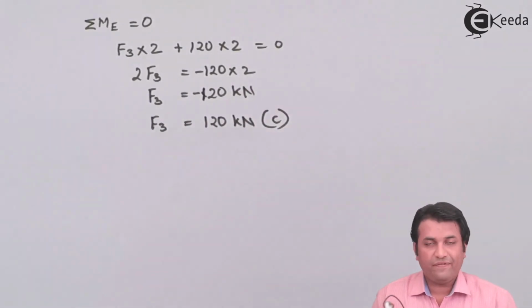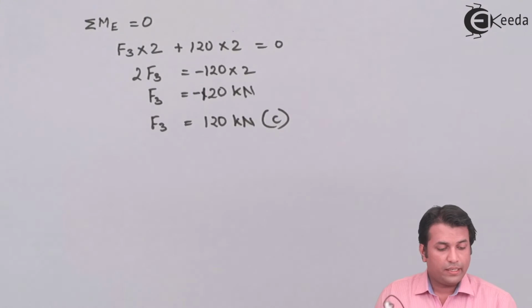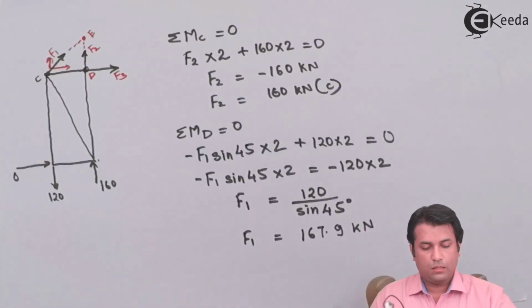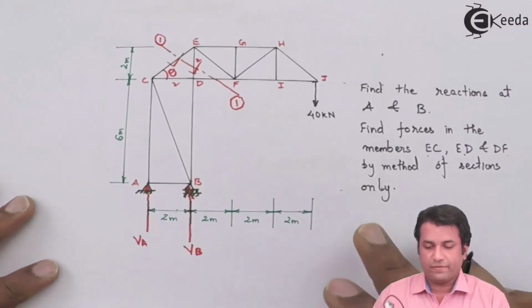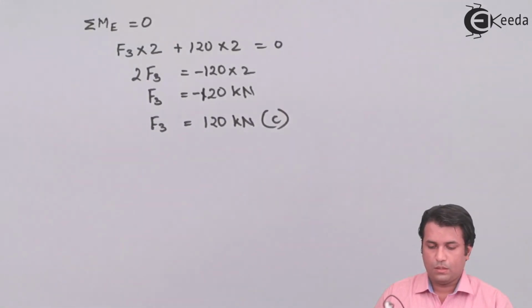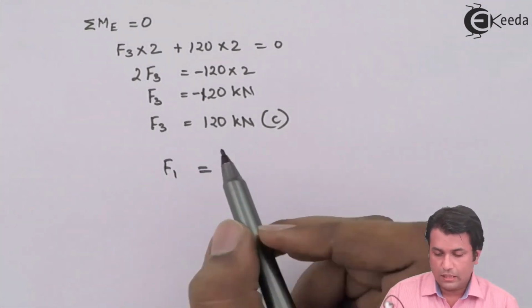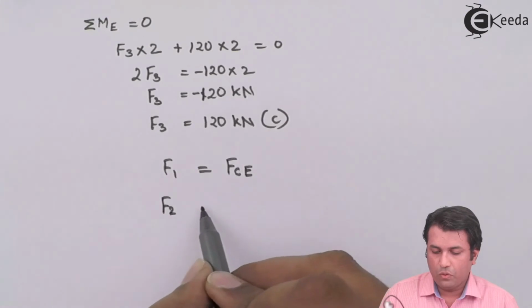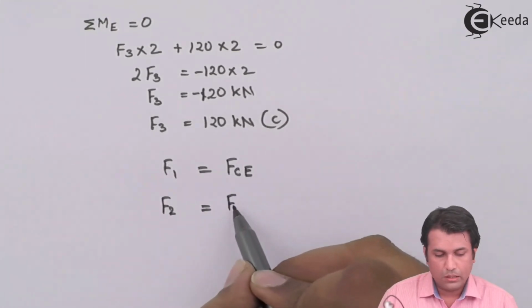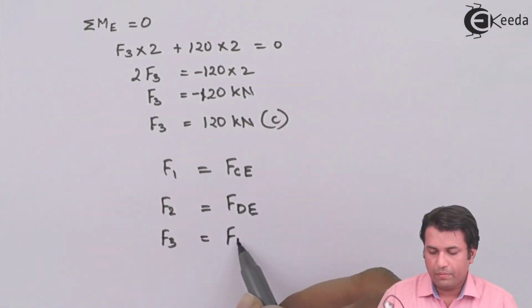Now, I'm getting the value for F3 as 120 kilonewtons negative. That means the nature of the force in member DF, that is this member, happens to be compressive. So accordingly, I have calculated the force in the required members. F1 is nothing but the force in the member CE, F2 is nothing but the force in the member DE, and F3 is in the member DF.